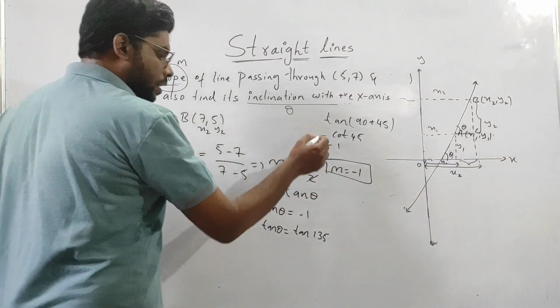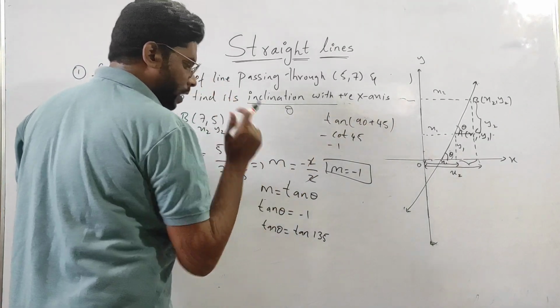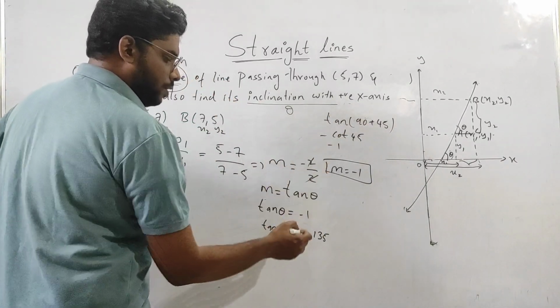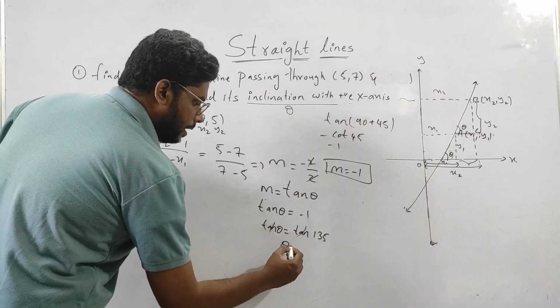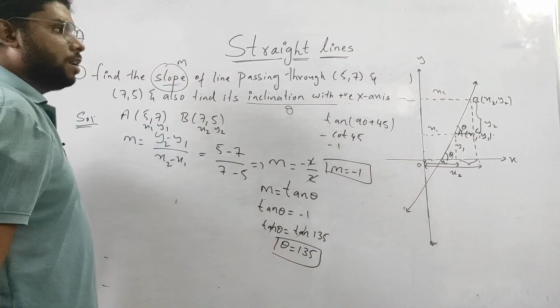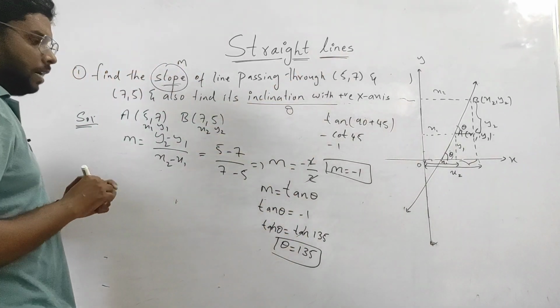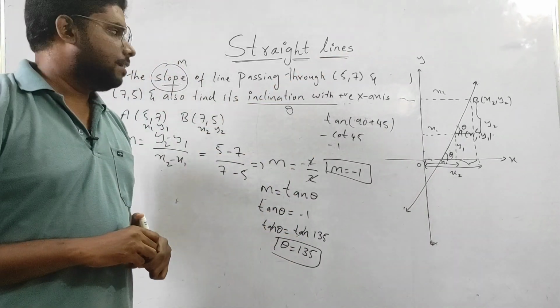If you have not understood it, there is a playlist for trigonometry, you can watch it. So tan 135 value is minus 1. So the tan gets cancelled and theta is equal to 135. So the inclination of this straight line in this problem is 135. I hope you understand this. Thank you.